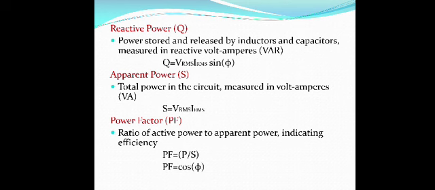Next, coming to the definition of power factor. Power factor is the ratio of active power to the apparent power. That means active power P, VRMS into IRMS into cos phi, divided by S, which is VRMS into IRMS. So we get the mathematical expression for the power factor, PF is equal to cos phi.